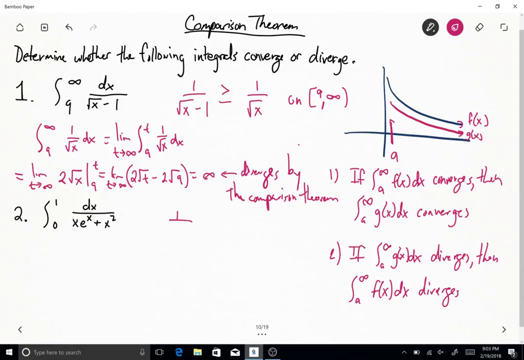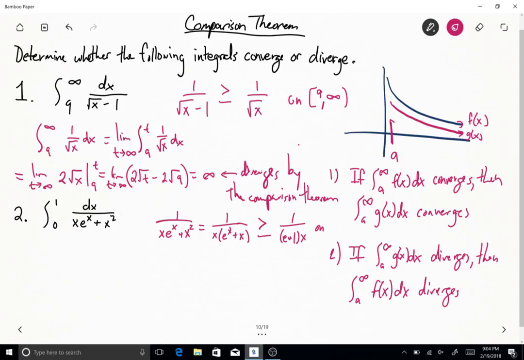So if we have 1 over x e to the x plus x squared, and we're dealing with 0, 1. Notice this is the same thing as 1 over x times, if we factor out an x, e to the x plus x. If you think about 0, 1, what's the maximum the denominator can take on? Well, if we plug in 1, you get e plus 1. That's the worst case scenario. So this thing is always greater than or equal to, on this interval, 1 over e plus 1 times x.